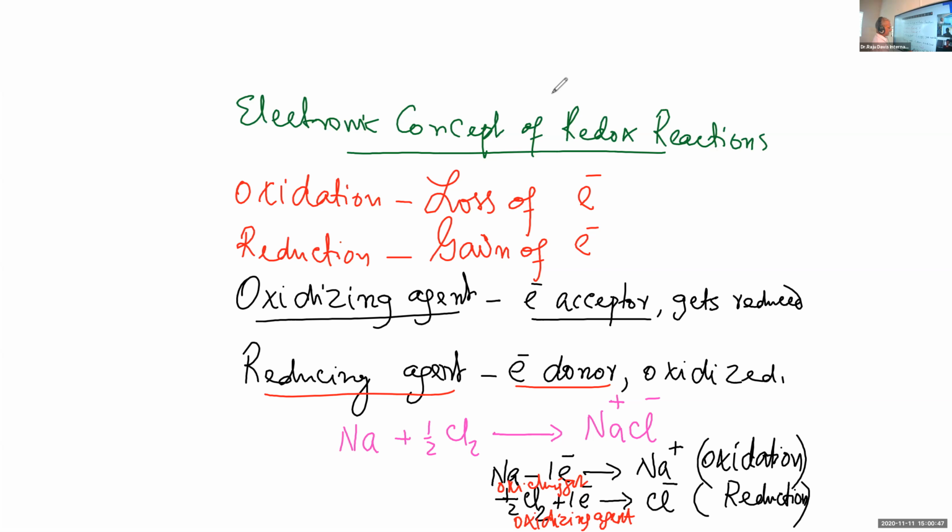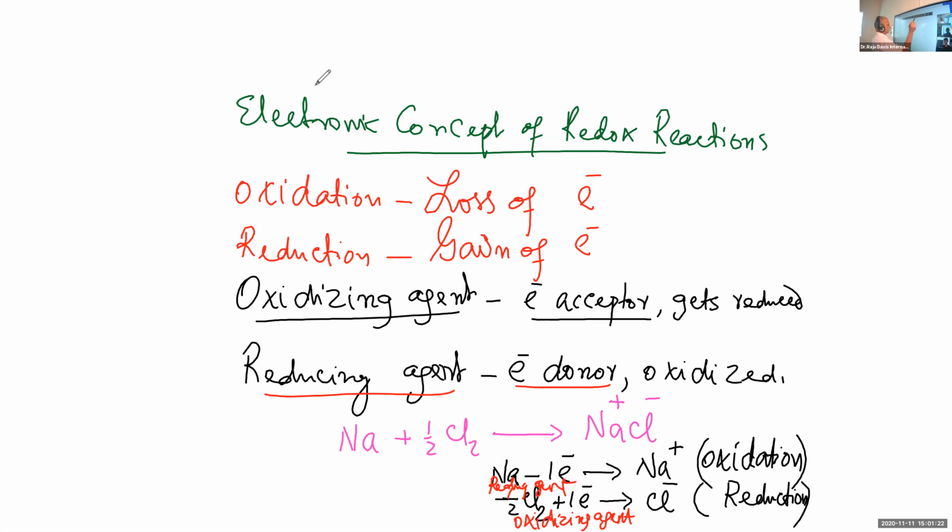So not the oxidizing agent, it is the reducing agent, sorry. Sodium is the reducing agent. Reducing agent, electron donor. Electron is donated by sodium atom, and therefore sodium atom is the reducing agent. So when electron is removed from sodium, it gets oxidized.